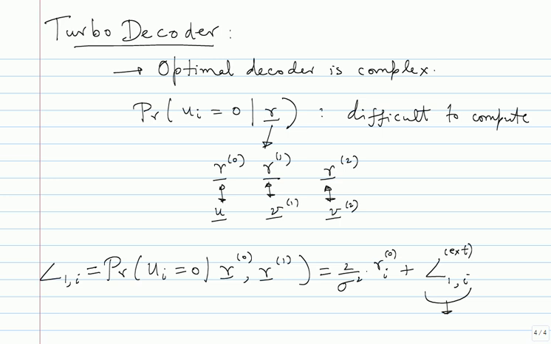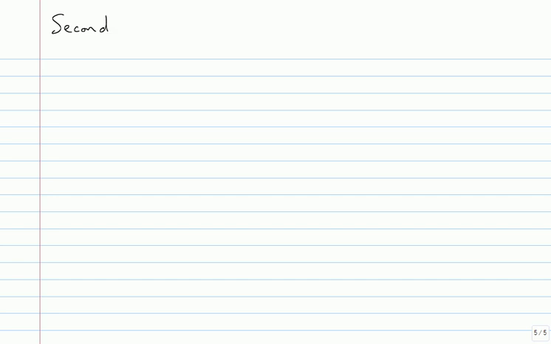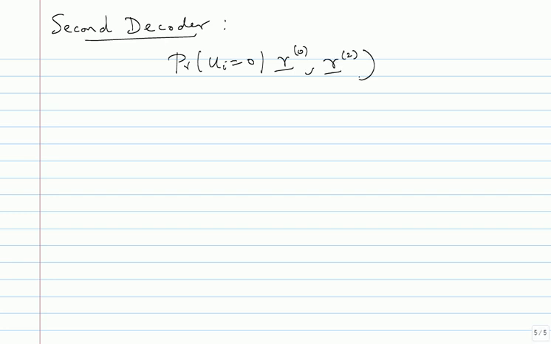So what is my second decoder? This is my first decoder, and this is done by the first decoder. I have a second decoder, which would normally produce the probability that UA is 0 conditioned on R0 and R2. I can easily do this, but in doing so, it will also incorporate L1ext. So the input to the second decoder is not only R0 and R2, but the extrinsic information produced by the first decoder.